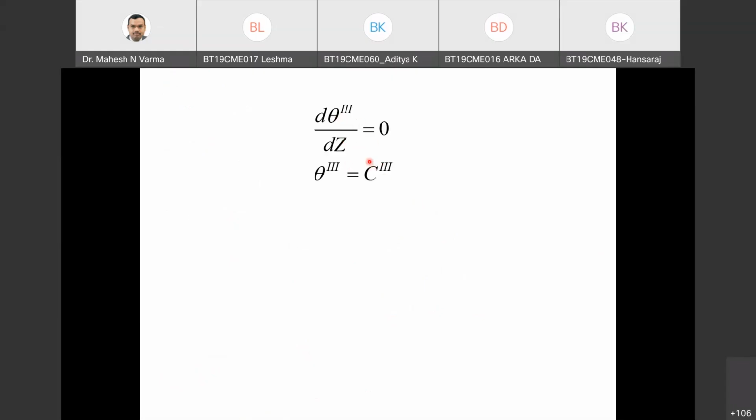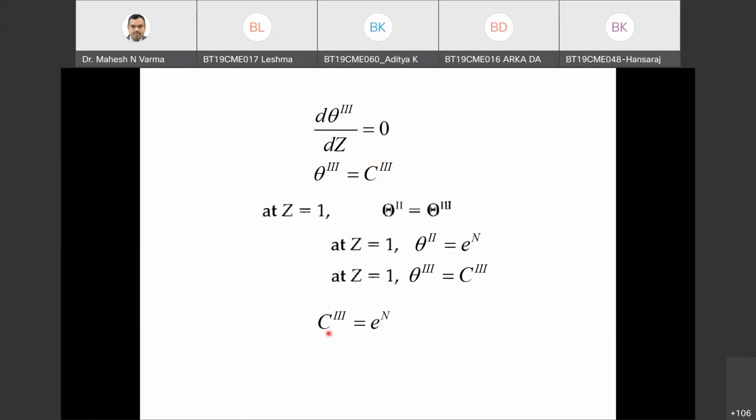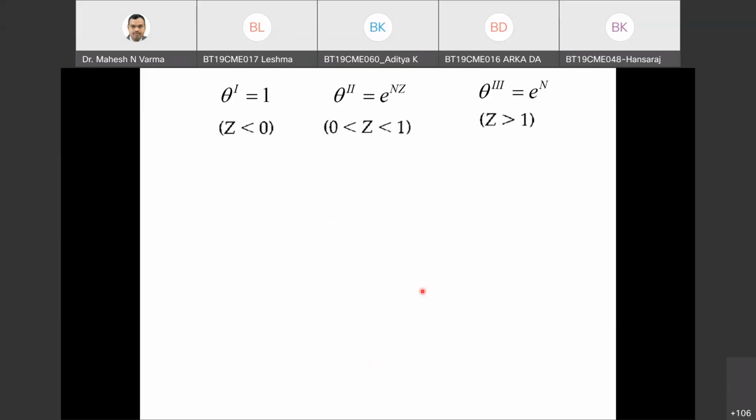So integrating this equation, C3 will be equal to e raised to n. Solving this, you will get theta 3 equals e raised to n. So this is what I got. For zone 1, theta 1 equals 1. For zone 2, theta 2 equals e raised to nz. And for zone 3, I got e raised to n.